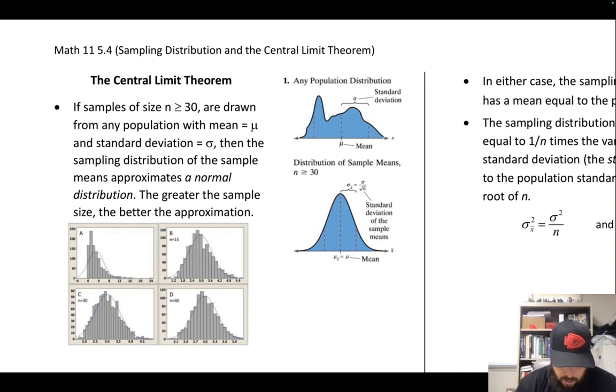So the central limit theorem says if our sample sizes are n greater than 30, drawn from any population with mean mu and standard deviation sigma, then the sampling distribution of the sample mean approximates a normal distribution. And the greater the sample size, which we've seen when we've done simulations and we increase from 500 to 1,000 to 10,000, the better the approximation.